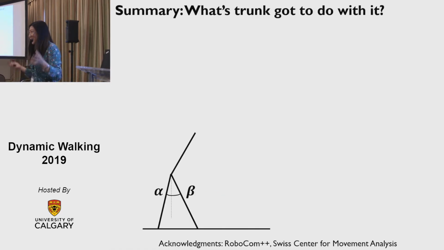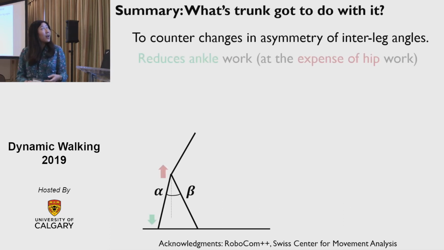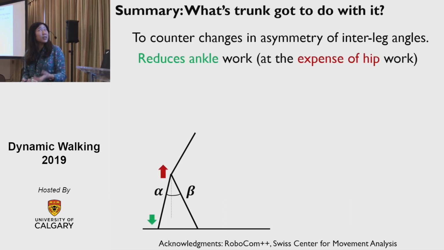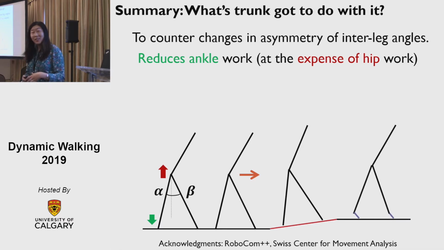So in summary, what's the trunk got to do with it? It seems to be countering changes in asymmetry of the interleg angles. So as you're changing the symmetry between your legs, walking up slopes and in these different conditions, you're using the trunk to compensate for that. Also, it reduces ankle work at the expense of hip work. And it does this whether you're walking at faster speeds, up hills, or on your toes.